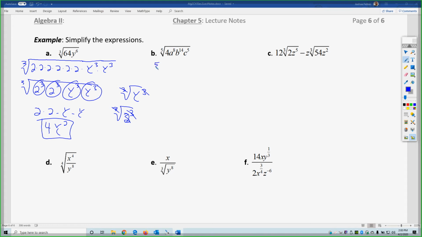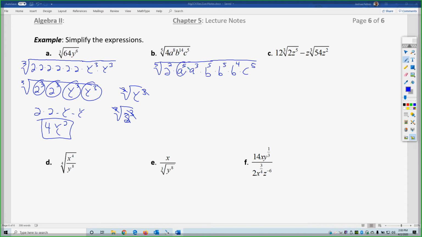Now the fifth root of 4, which is 2 to the second. There's no groups of 5 there, so don't need to worry about it. But a is a^5 and a^3. I can make a 5 there. That's 8. And 14 is b^5, b^5, b^4, and c^5. The way I broke it up is as many groups of 5 as I could possibly do, where it still adds up to the original number because of the product rule.